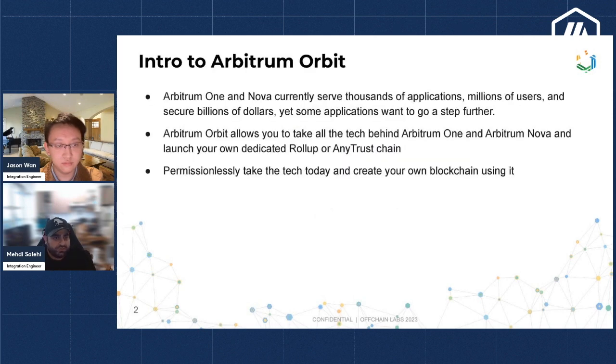As you know, we have two Arbitrum chains right now, Arbitrum One and Nova, which serve hundreds of thousands of applications and millions of users. But applications decided to go one step further and deploy their own chains, and each of them may have their own goals for doing that.